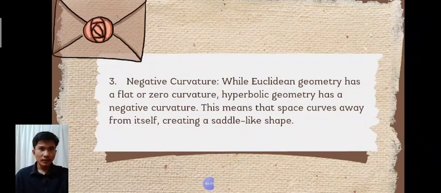So third is negative curvature. While Euclidean geometry has a flat or zero curvature, hyperbolic geometry has a negative curvature. This means that space curves away from itself, creating a saddle-like shape.